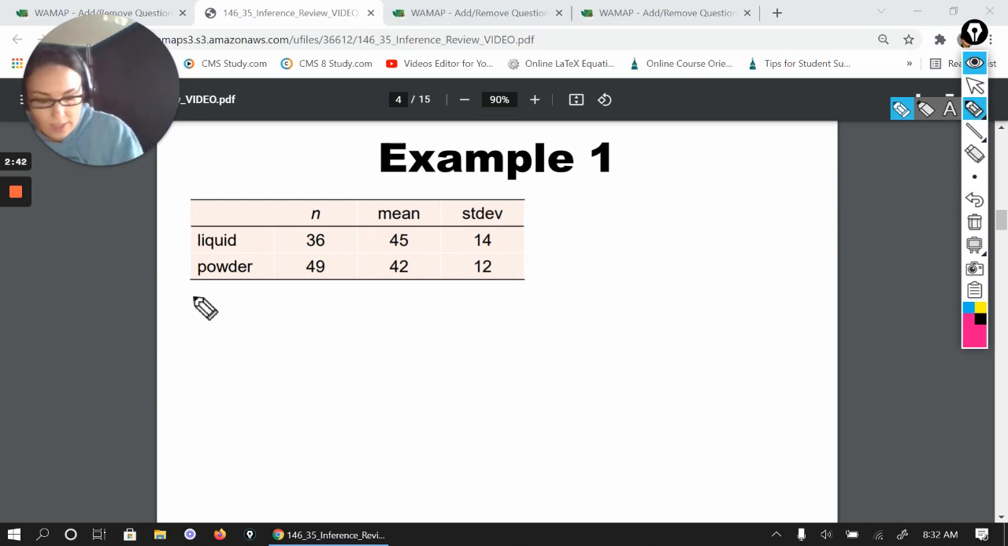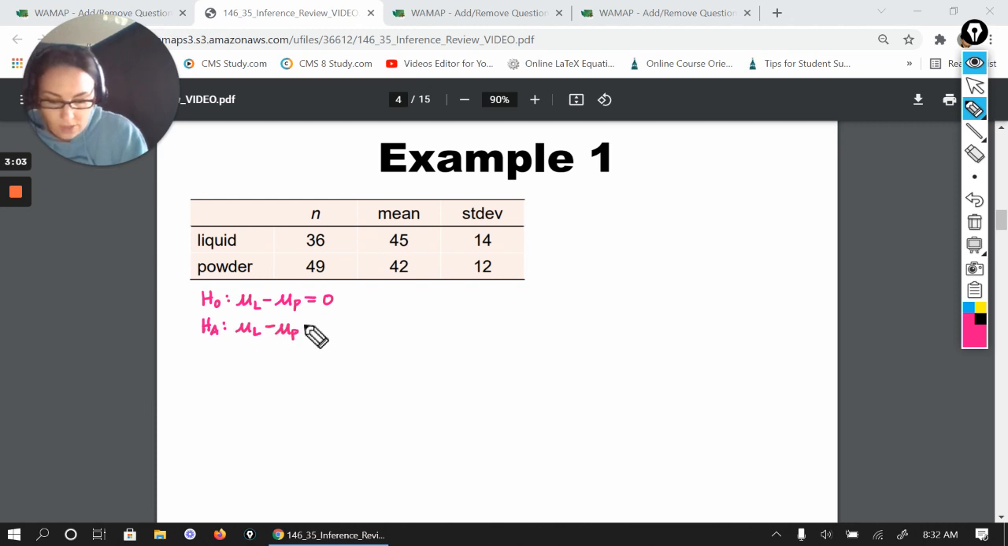So let's go ahead and write down the hypotheses statements. So the null hypothesis would say that the average of the liquid diet minus the average of the powder diet equals 0, meaning there is no difference. And the alternative hypothesis would say that the average of the liquid diet minus the average of the powder diet does not equal 0. So we do have a point estimate here.